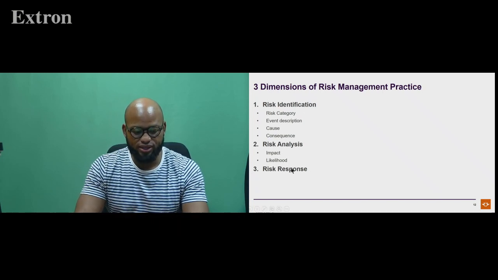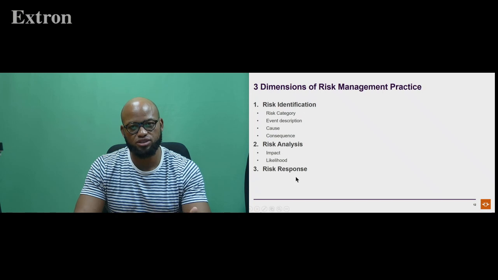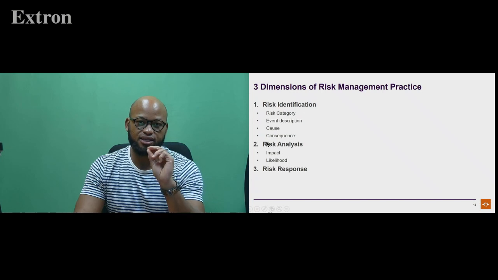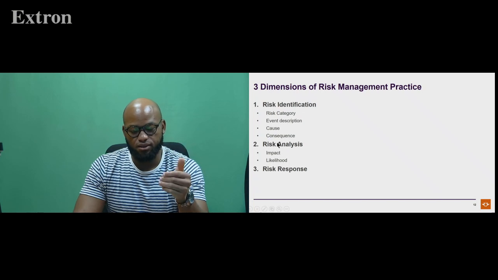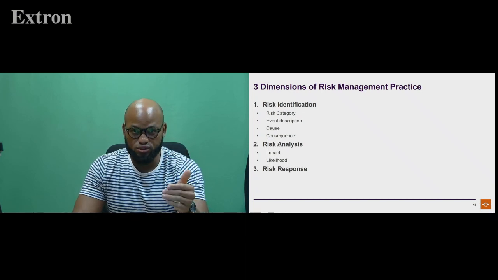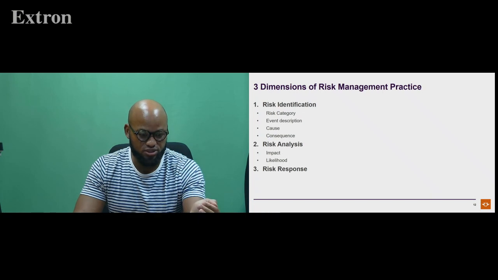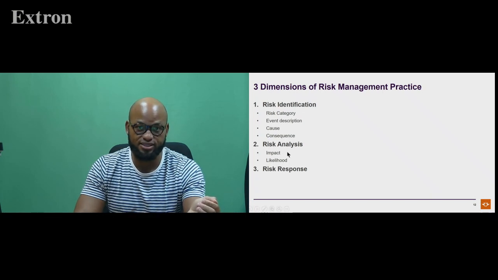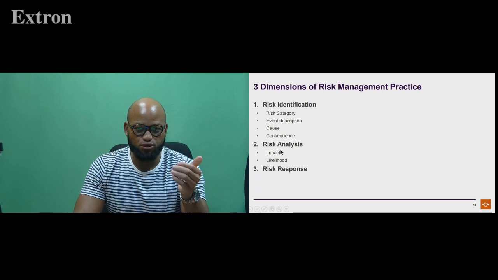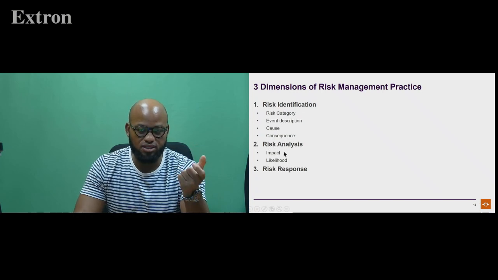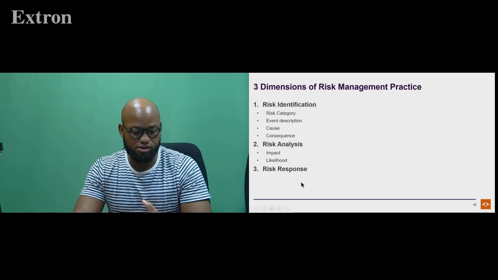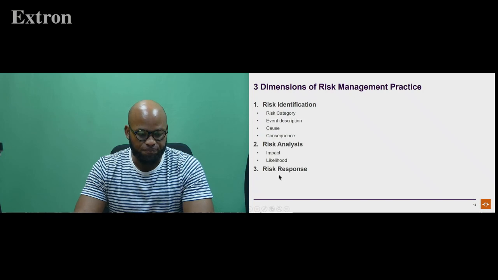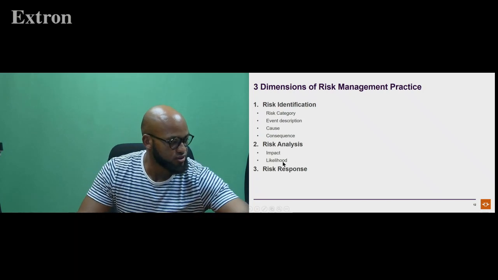That naturally brings us into the third dimension, which is responding to a risk. Once you've identified a risk, once you've analyzed it, and basically once you've analyzed all of your risks and sorted them by order of importance, so that's the whole point of a risk analysis, you want to create some sort of ranking so that you can prioritize the most important or imminent threats for an organization. Once you've done that, the last and logical thing to do is to create a response.